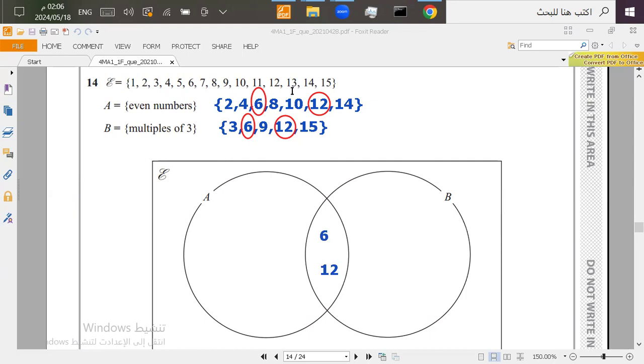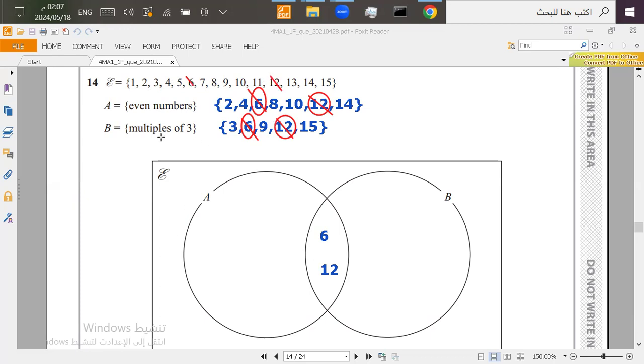And we will remove them from the sets because we already took them. Can't write numbers 2 times. So we took the 6 and the 12 from here. And because we took them from here, we can remove them from the universal numbers, 6 and 12.